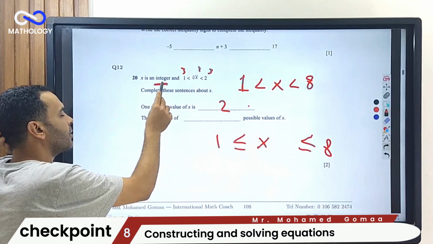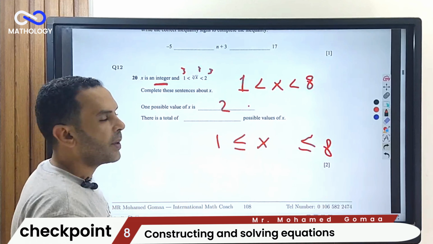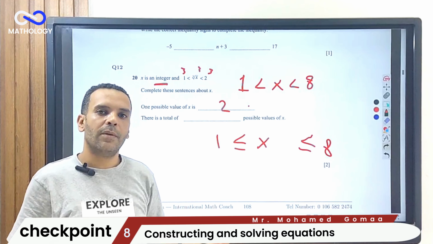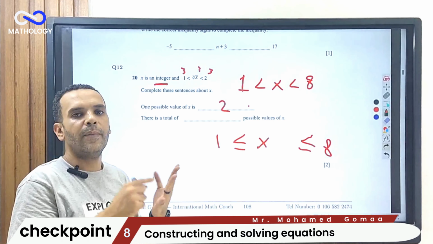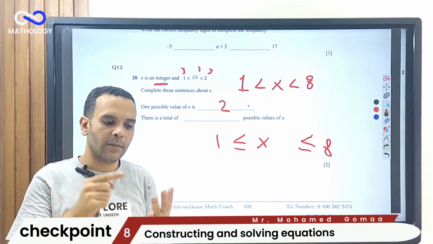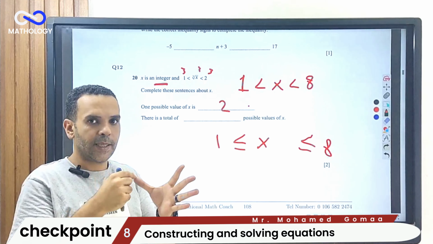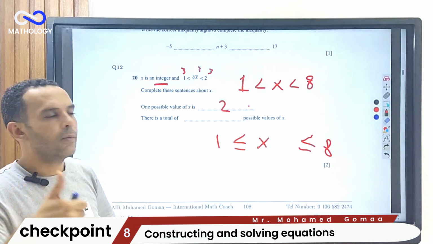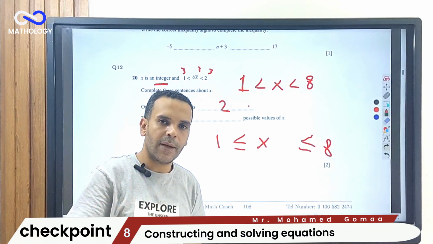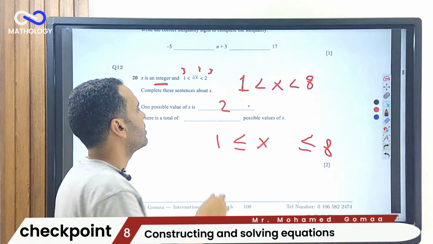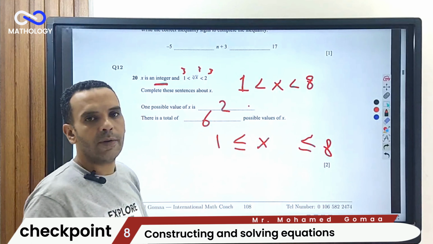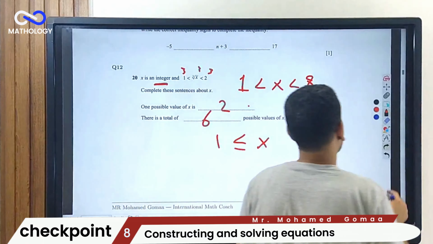Notice that we talk about an integer. Okay, we have maybe 2, 3, 4, 5, 6, 7. We can't choose 1 or 8. As I said, we have 6 possible values of x. 6 possible values of x.